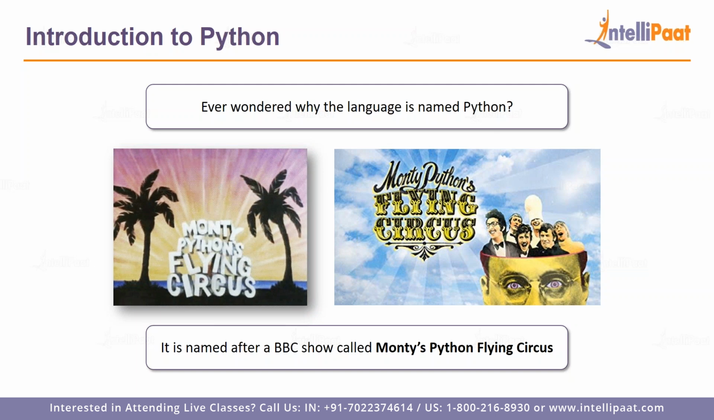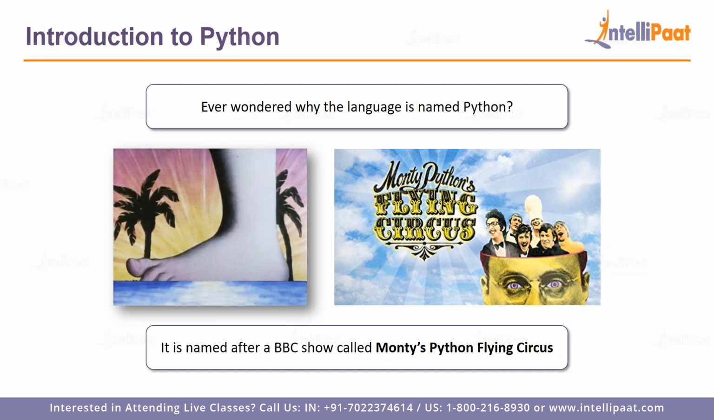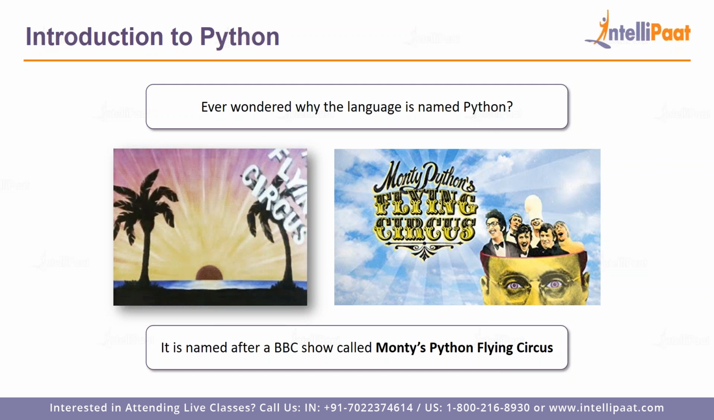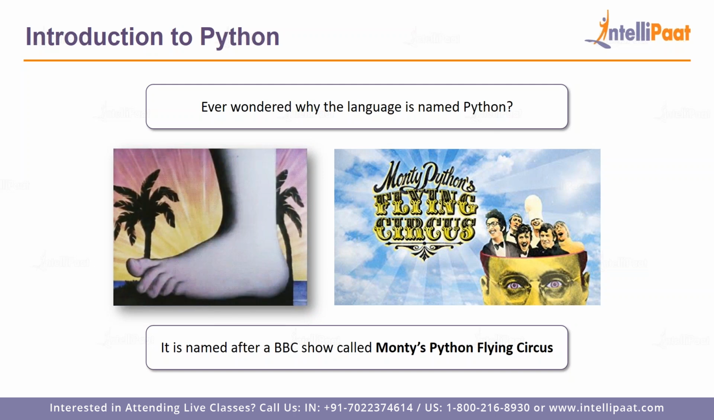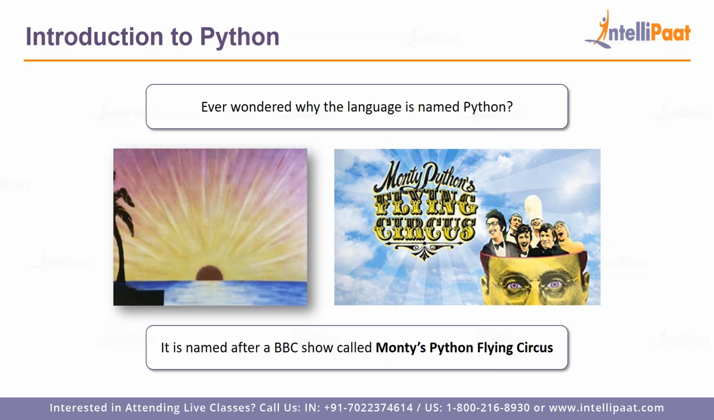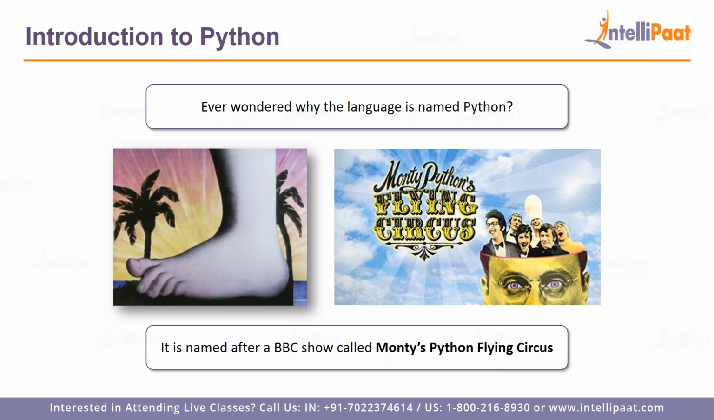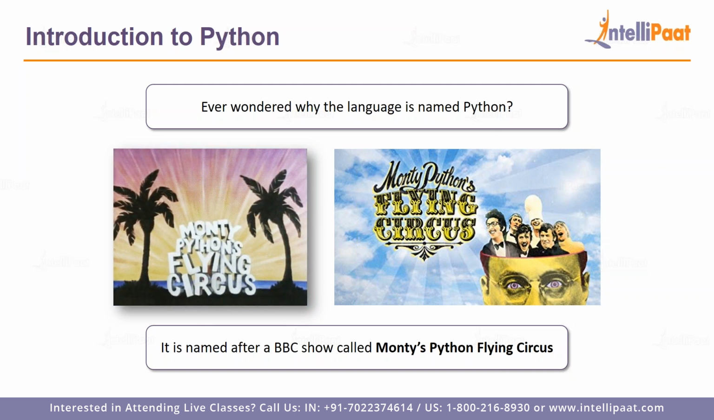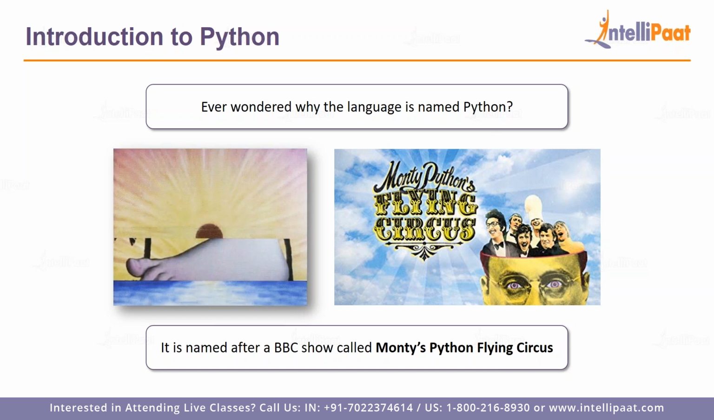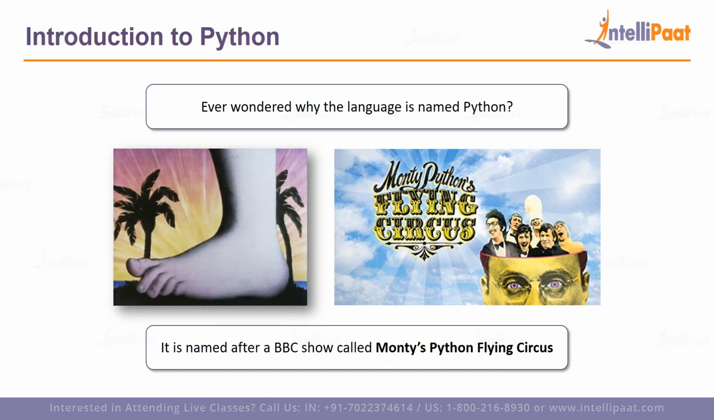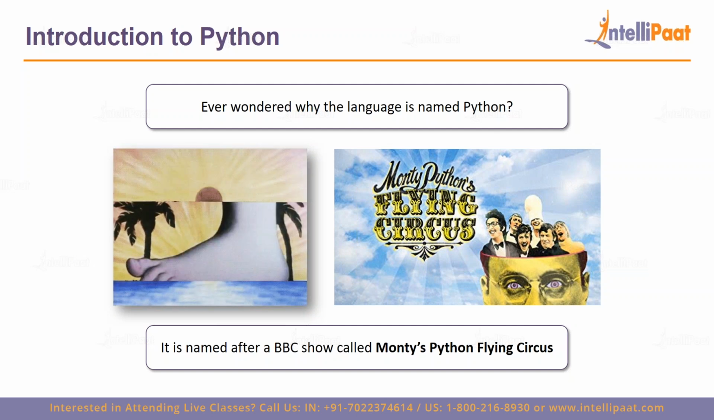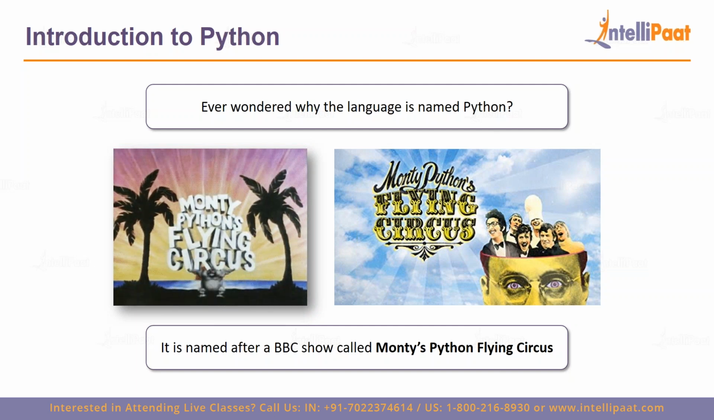So if you've ever wondered why Python is called Python, I mean, why the name of the language is Python and not something else, that's mainly because it was named after a BBC show called Monty Python's Flying Circus. Monty Python was a British comedy group, and they had a TV show which was very popular at the time. I think Guido van Rossum was quite invested in that program, so that's why the language was called Python.